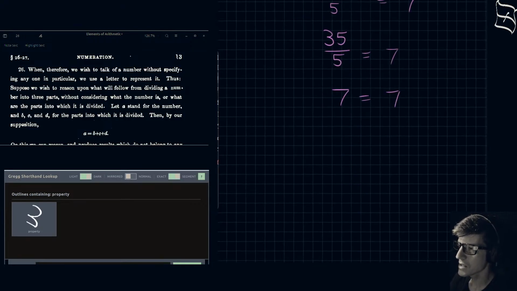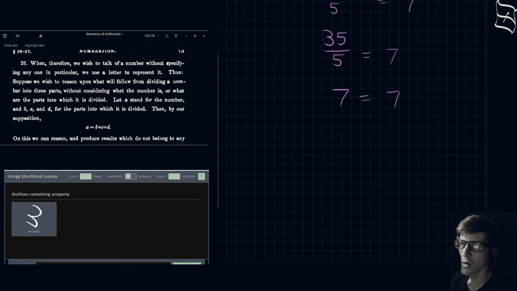And then in 26, let's go ahead and grab that. The takeaway from 26. When, therefore, we wish to talk of a number without specifying any one in particular, we use a letter to represent it. Thus, suppose we wish to reason upon what will follow from dividing a number into 3 parts, without considering what the number is or what are the parts into which it is divided. Okay? So let A stand for the number, and B, C, and D for the parts into which it is divided.